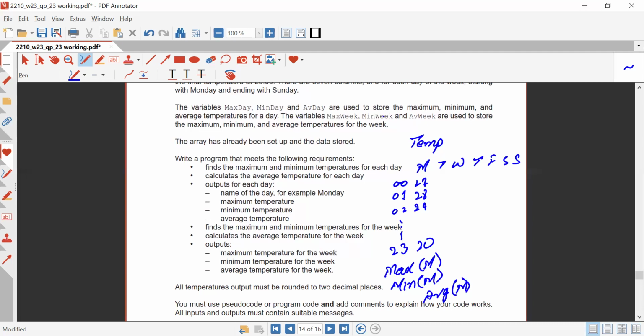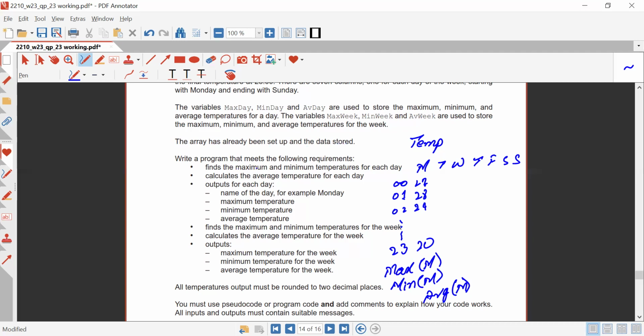The variables max week, min week, and average week are used to store the maximum, minimum, and average temperature for the week. That means once you have taken out 7 maximums, 7 minimums, and 7 averages, out of these 7 maximums, one for each day, for example Monday the maximum was 29, Thursday it's 27, Friday it's 32, Sunday it's 33. So the maximum will be 33 right now. Similarly, the minimum will be 20, for example, and the average. The array has already been set up and the data stored.